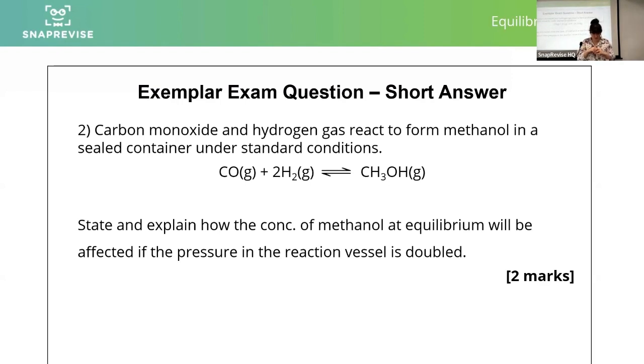Specifically, concentration of something when I'm doubling pressure. That's the specific area of my revision. That's where my direction has been given. And the command word is state and explain. So it's 2 marks, 1 for the state, how it's going to be affected, and 1 for the explanation of how it's going to be affected. 2 marks.